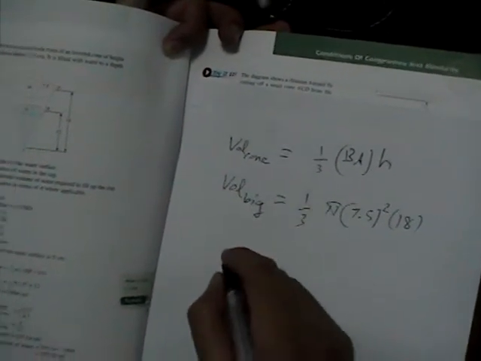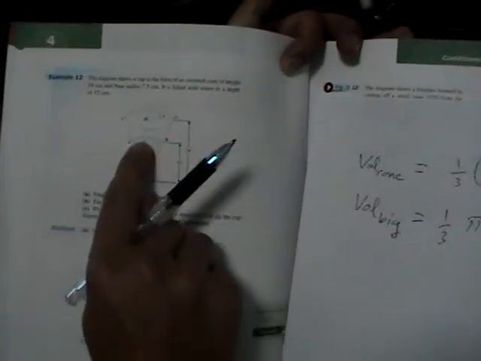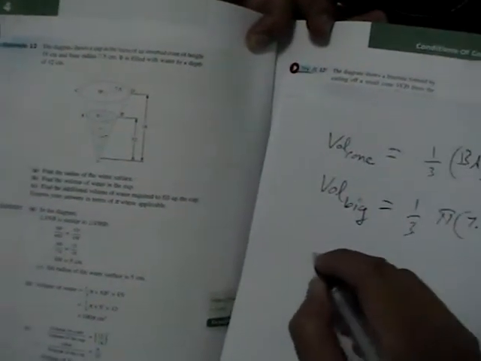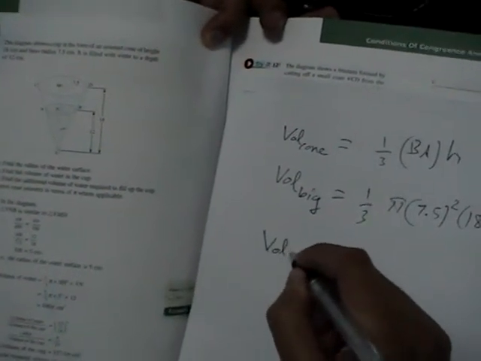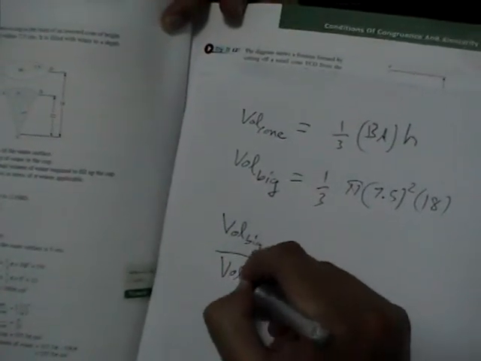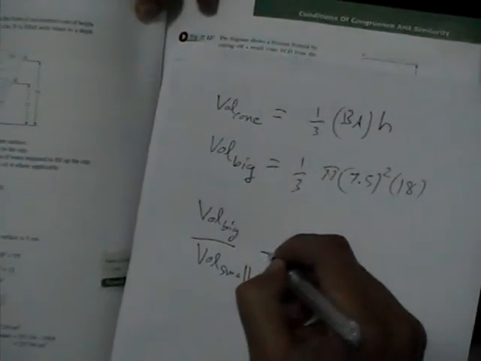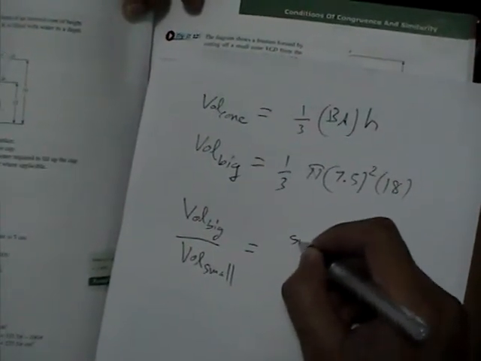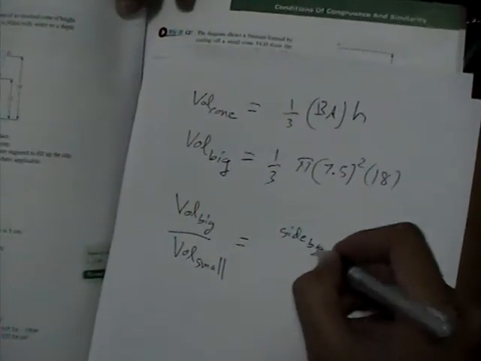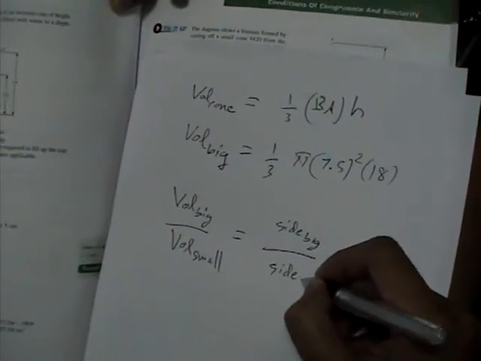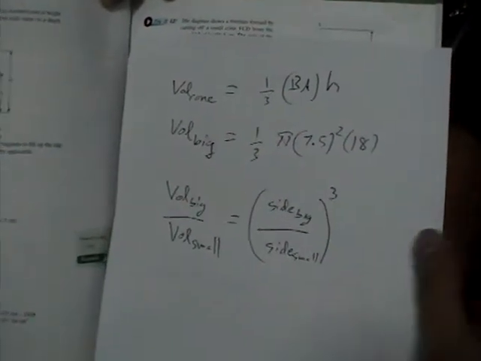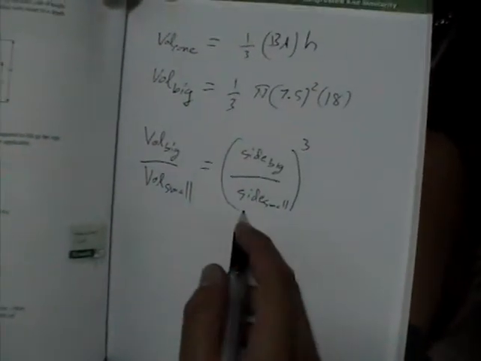Okay, now volume of small we don't know because we don't have the base area for the small, but we can use our formula to find out. Volume of big over volume of small equals the corresponding side, right? The side of the big over the side of the small, cubed. Remember, it's cubed for similar volumes, and it's squared for areas.